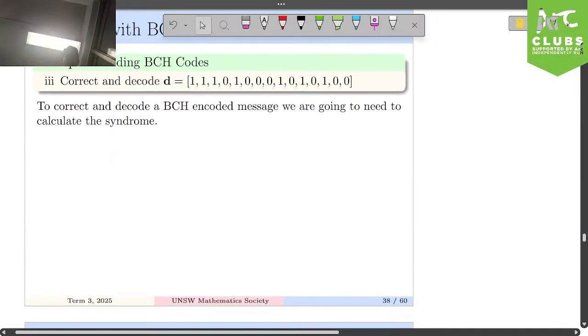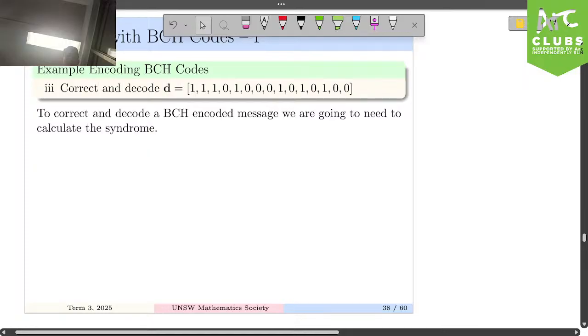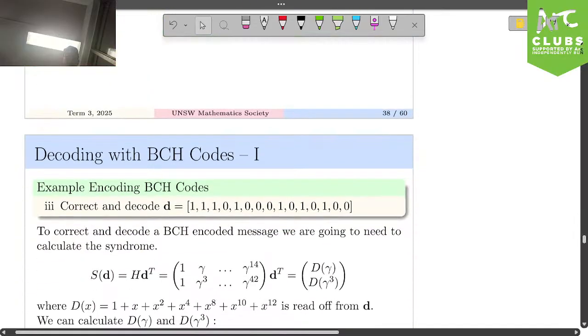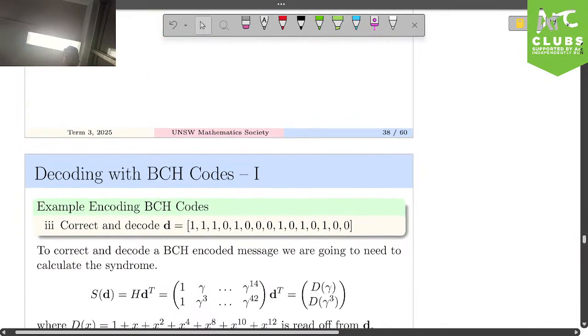Next up is decoding. So I give you a message. Decode this message, please. So how are you going to do that? Well, first thing to do is, if we've got any message, we should calculate the syndrome, right? If it's equal to 0, then maybe it's a real code word anyway. So we're going to calculate the syndrome.